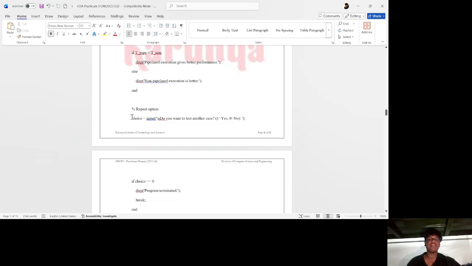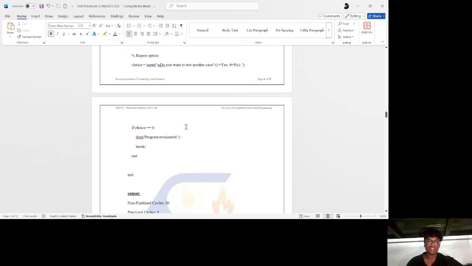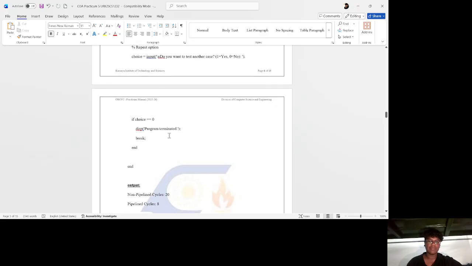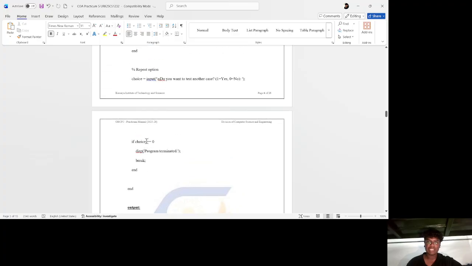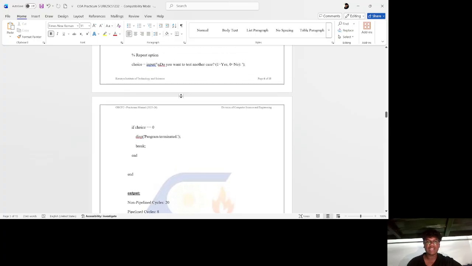Then we have given a choice input: do you want another test case? In that we give yes equal to 1 and no equal to 0. If choice is 0, display that the program is terminated and break. If the choice is given as 1, then the program will ask for another case.